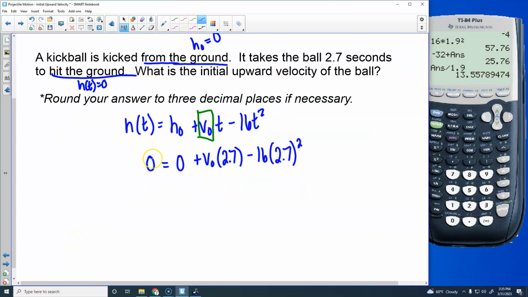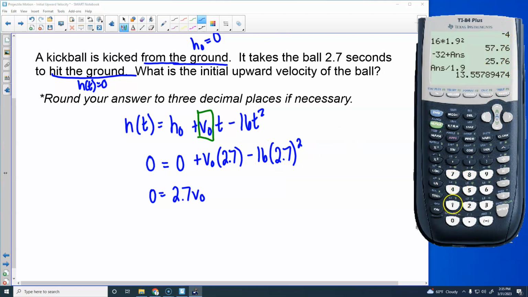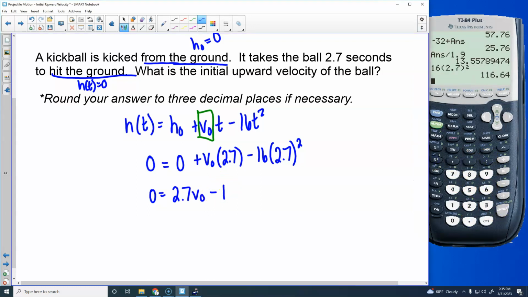All right, so I've got 0, and that 0 right there I don't really need, right? So I'm going to rewrite this. I don't like 2.7 to be on the back side of that variable, so I'm going to write 2.7 v sub 0. And just like the last time, I'm just going to type that into the calculator: 16 times 2.7 squared. And I'm going to get minus 116.64.